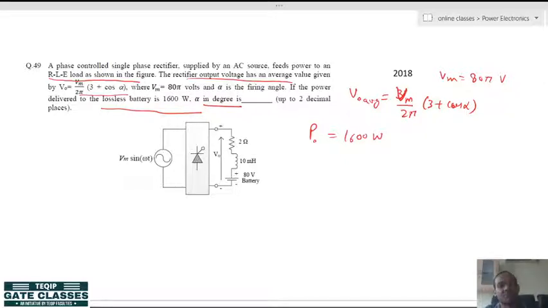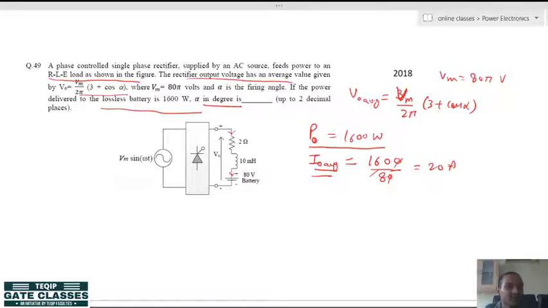So, it is very simple. If you know the power delivered to the battery, it is 1600 watts. So, you can calculate the I naught average, because P naught represents average power, active power represents average power. What will be the I naught average, that is the battery current, the current throughout the circuit? That is 1600 divided by battery voltage. The battery voltage is 80, so if you solve it, it is 20 amperes.